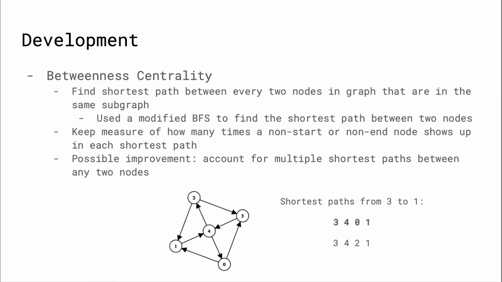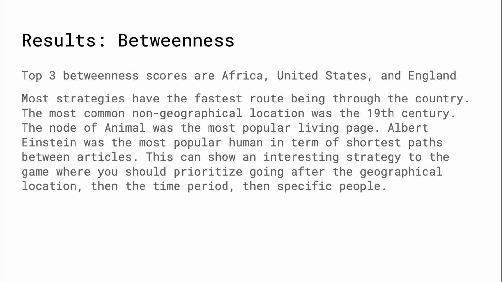But at the end of the day, betweenness centrality told us a lot about what strategy would be the best to play Wikispeedia. We found a couple of strategies to get better at the game. So looking at the shortest paths and betweenness centrality method, we realized that geographical locations such as Africa, England, or the United States actually have some of the higher values for betweenness centrality. So if you want to find the shortest path, trying to go to those pages, so Africa and whatnot, would be easier for you to get to the end result. And the same goes for countries and other places and other time periods like the 19th century, 20th century, and whatnot.